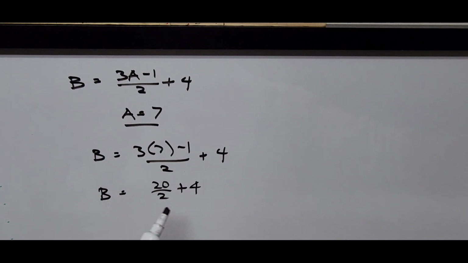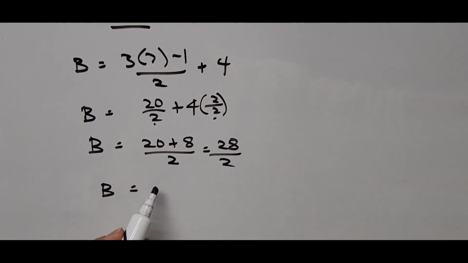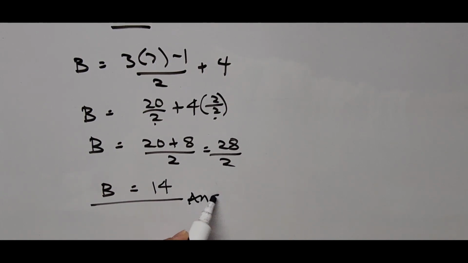Simplifying this further, B now is equal to 20 plus, we can have 2 divided by 2 added to that. So we have the common denominator. We have now 20 plus 8 all divided by 2, and this is equal to 28 divided by 2. So B is equal to 14. So that is B's present age.